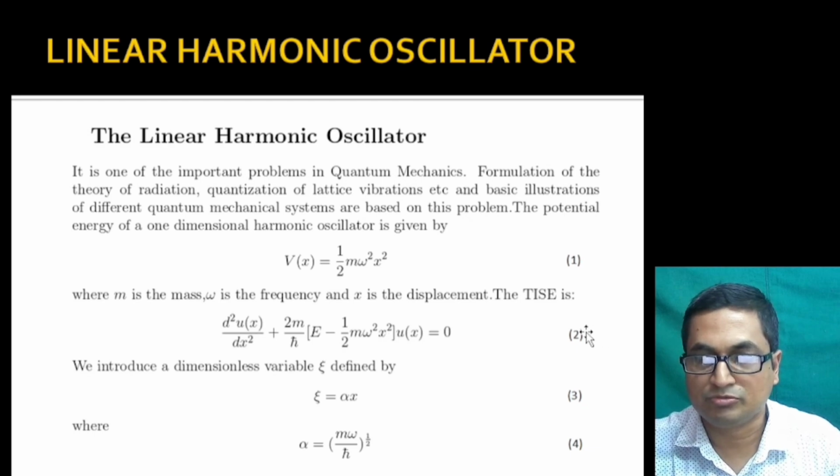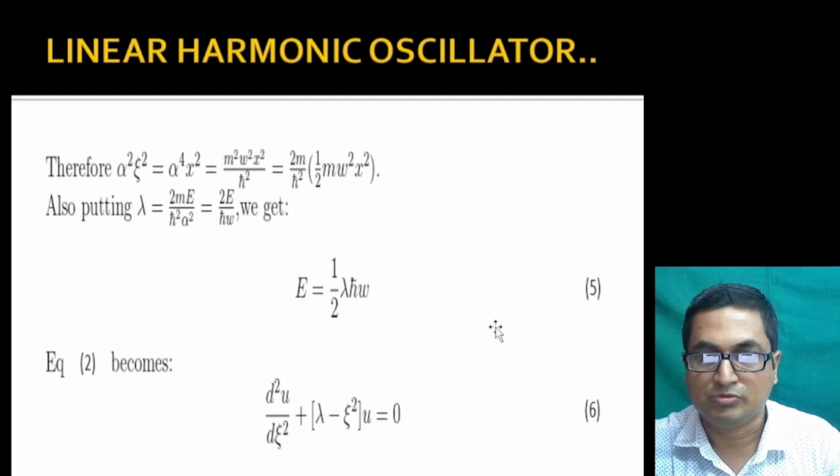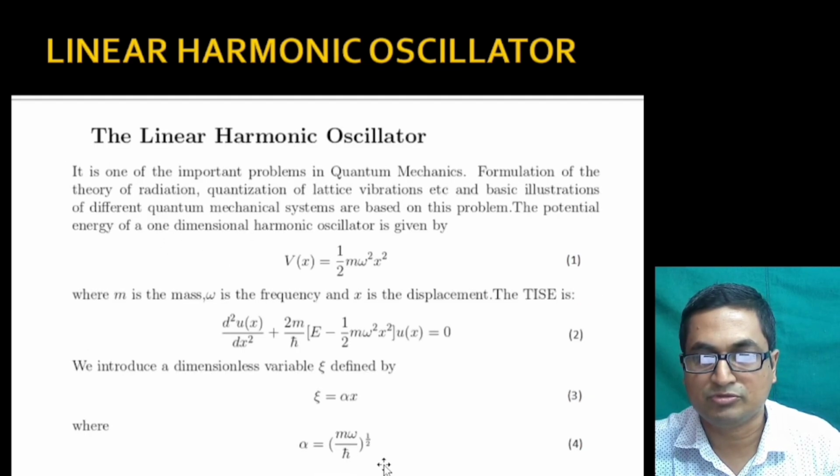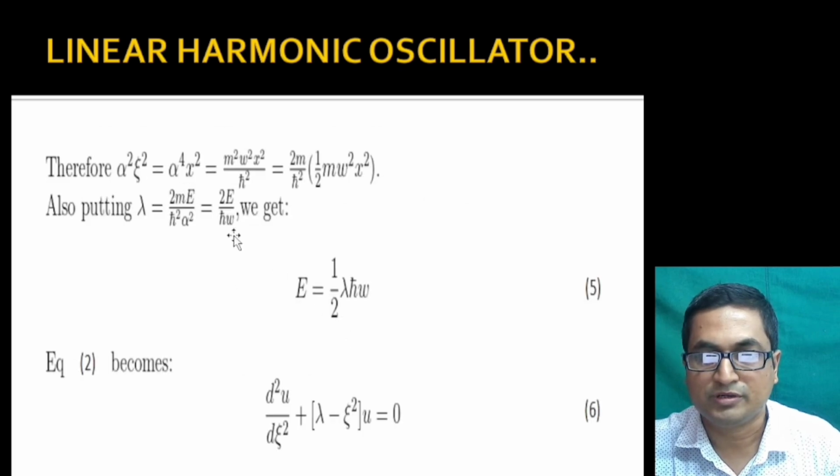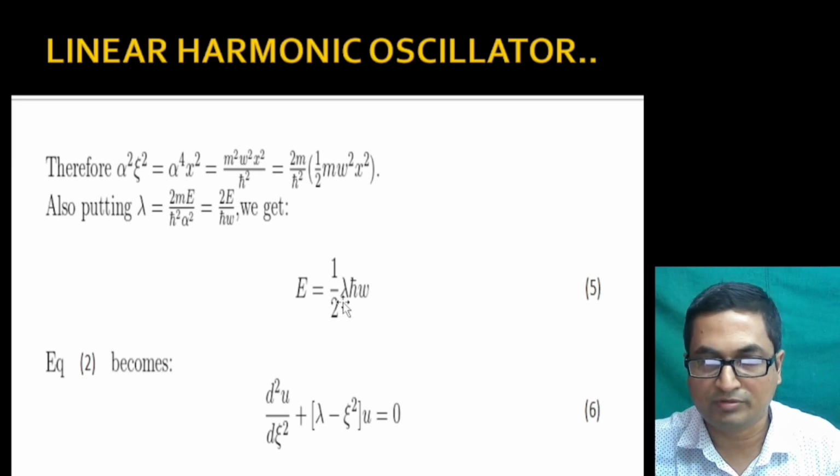And to solve equation 2, we define a dimensionless variable xi equal to alpha x, as in equation 3, where alpha is in terms of the known parameters m, omega, and h bar as given by equation 4. We do some modifications like this and also put another variable lambda here, where lambda is equal to twice E by h bar omega, leading to E equal to half of lambda h bar omega as given by equation 5. This equation will be used later on.